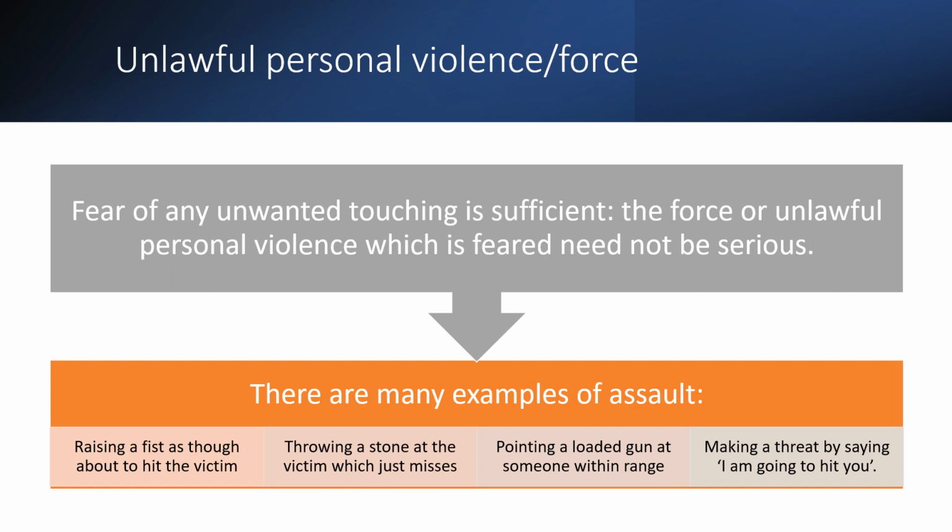And we looked at many examples, so raising a fist like in Stevens and Myers, but we can also have throwing a stone at the victim which misses, pointing a loaded gun at someone within range, or making a verbal threat saying, "I'm going to hit you." They would all be sufficient for unlawful personal violence or force.